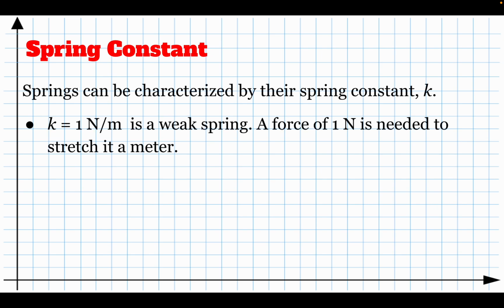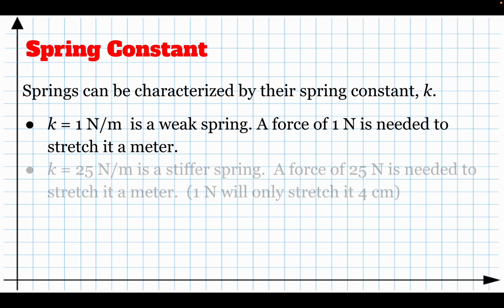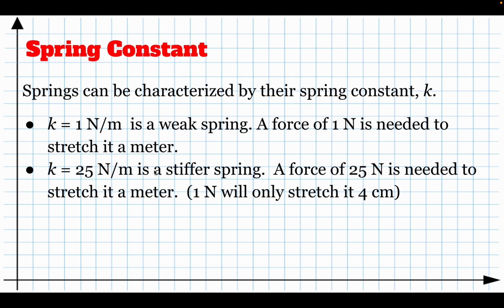In fact, it tells us how much force it takes to stretch it. So if the spring constant was 1 newton per meter, so we use newtons per meter as the unit for the spring constant, a k of 1 newton per meter means it takes 1 newton of force to stretch it an entire meter. That is a very weak, or sometimes we say a soft spring, okay? If the spring constant was 25 newtons per meter, then it would take a force of 25 newtons to stretch it a meter. And if you only applied 1 newton to this spring, it only stretched 1/25 of a meter, which is about 4 centimeters. So that is a stiffer spring.